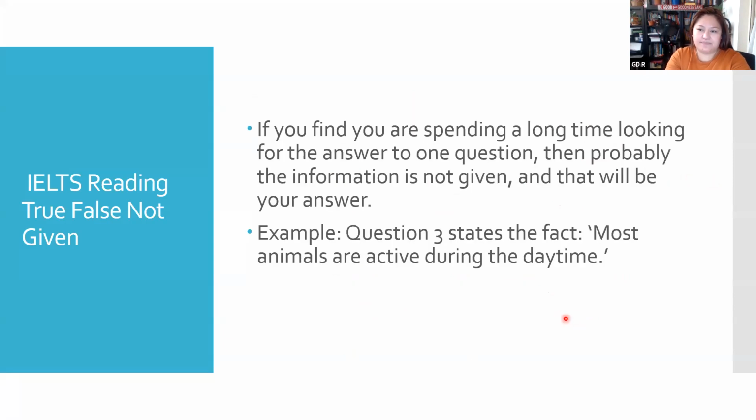Another example. Usually, if you find you are spending a lot of time looking for the answer to that question, then probably you can assume that the information is not given, class. Don't create stuff. So better like, you can say like, it's not given. So let's say, this is the example.